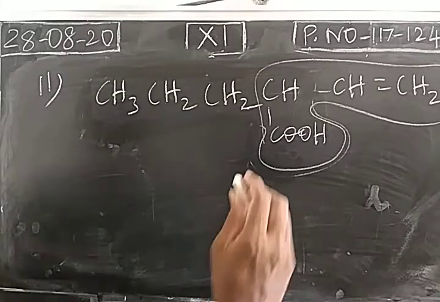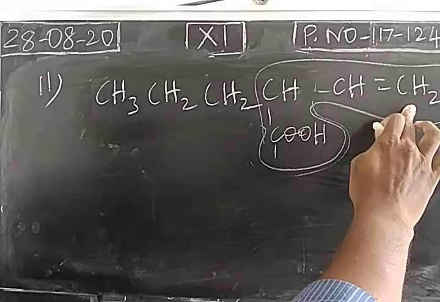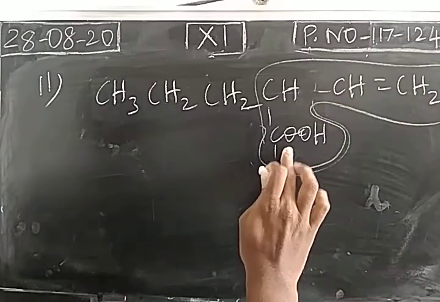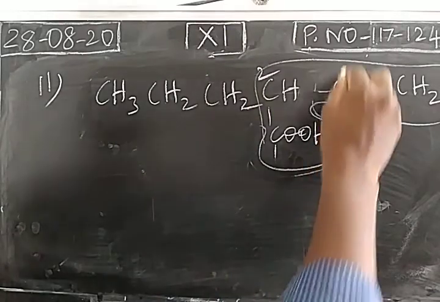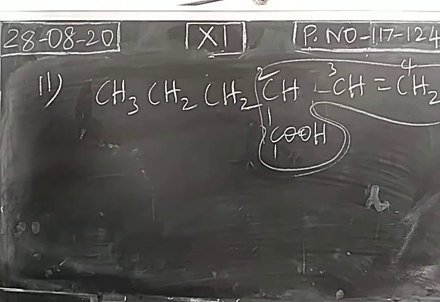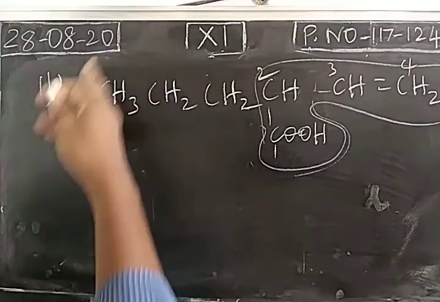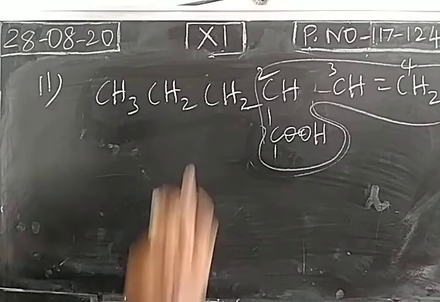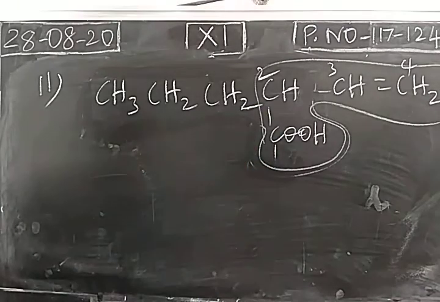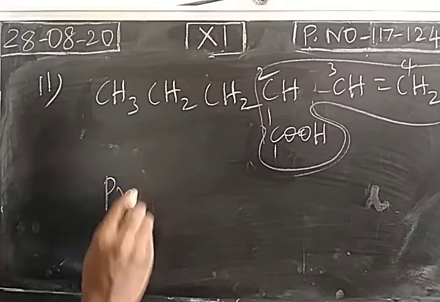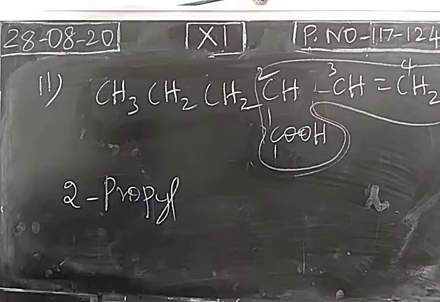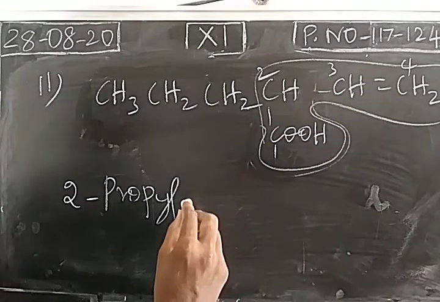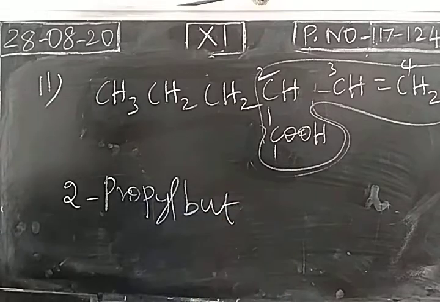Now give the number. Will you give the number from this carbon or this carbon? Here, because this is the functional group, the carbon of the functional group should have the lowest possible number. So totally we have 4 carbon atoms in the longest chain, and we have a propyl group as a substituent. So this is propyl. At the second carbon we have a propyl. Okay. So the prefix is propyl group at the second position. Totally we have 4 carbon atoms. So the root word is but.